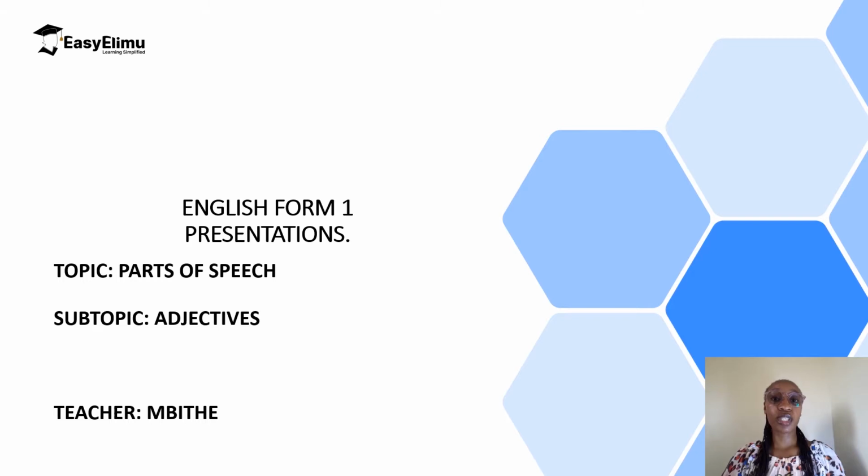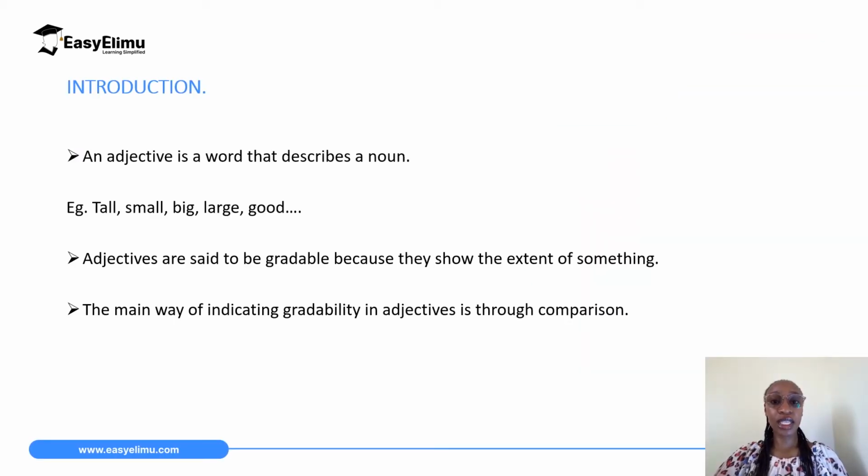We're going to define adjectives, differentiate between gradable adjectives and ungradable adjectives, and also look at comparison in adjectives. Before we proceed, it is important to define what an adjective is. An adjective is a word that describes a noun.